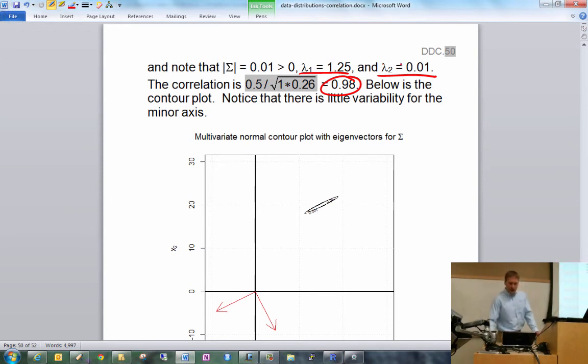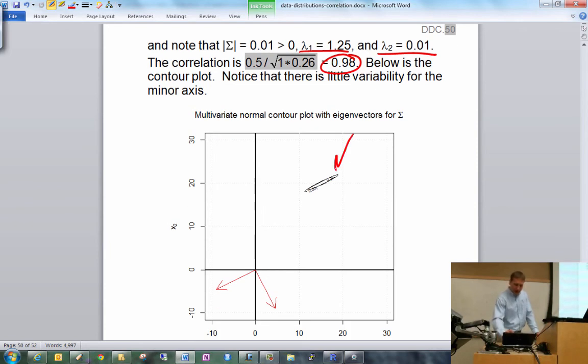Here's the contour plot. Exact same contours as before. Wow, they're a lot more condensed now. So again, if you actually take a sample from a population characterized by this bivariate normal, where would you expect your sample to fall? Like right here? Right?